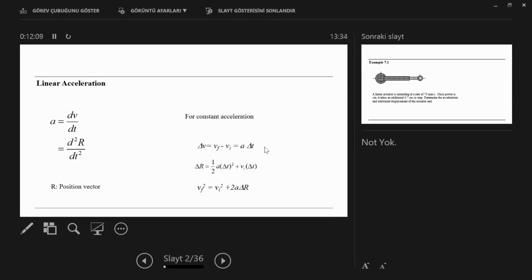Hocam bizden sadece şeyi istemiyor mu? Yavaşlarken aldığı yolu. Aynen onu istiyor. Yani en başta sabit hızla giderken aldığı yolu istemiyor. İstemiyor, evet. O yüzden sadece 1/2 AT kareden kullanmamız gerekmiyor mu? 1/2 AT kare orada da kullanabilirsiniz, o alttakini kullanmak yerine. Burası 0. Bakalım aynı sonucu verecek mi? Biraz silgi alayım. Getireyim hocam. Evet, teşekkür ederim.